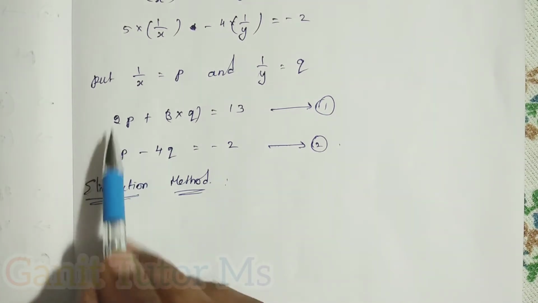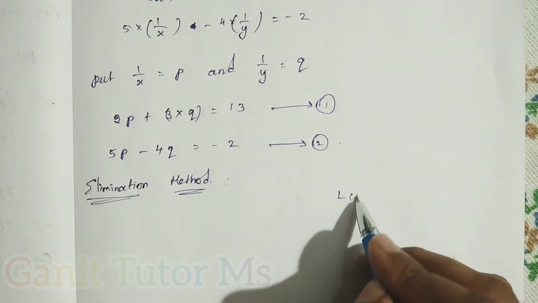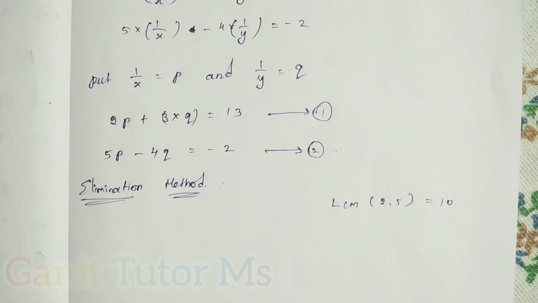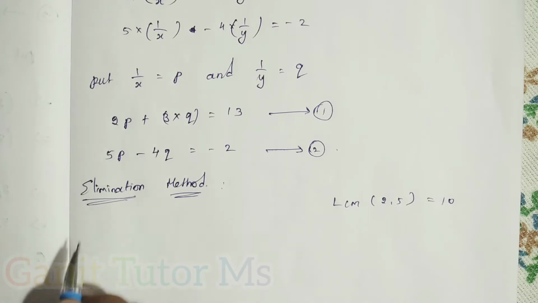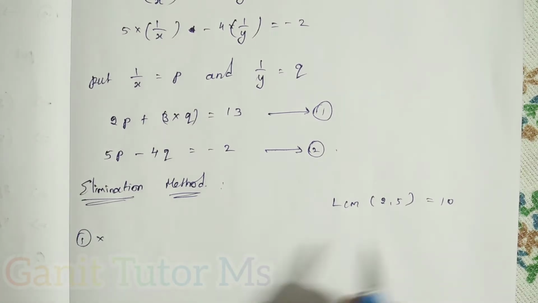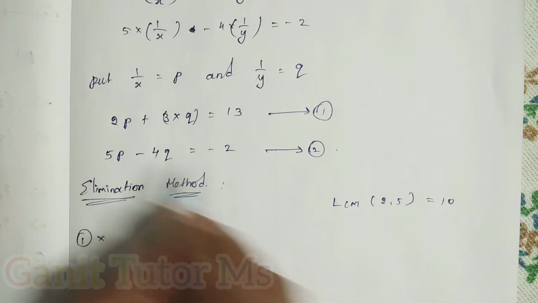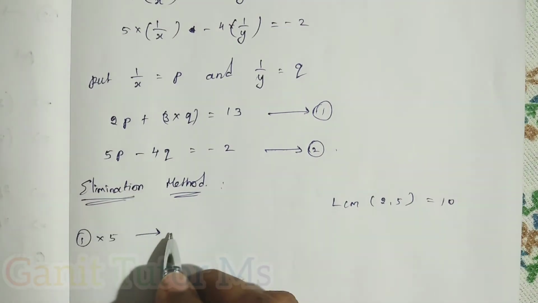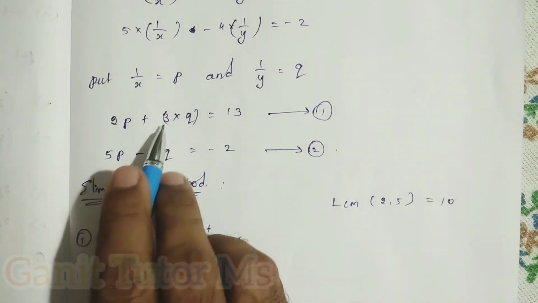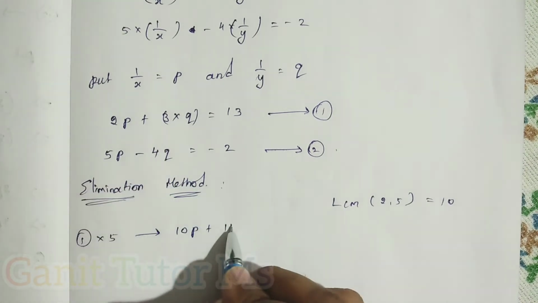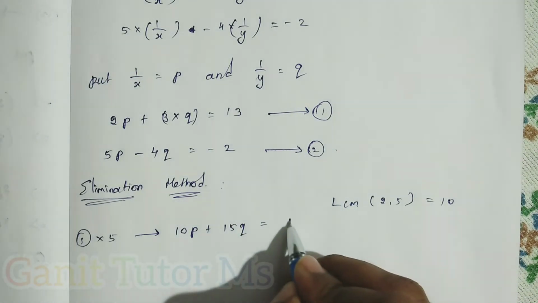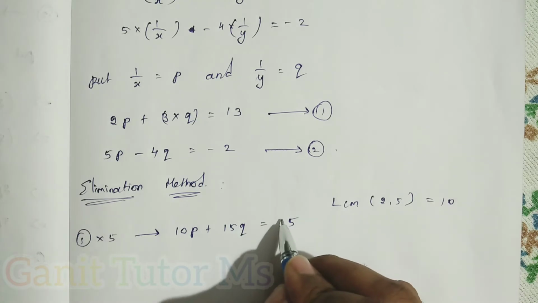Now it is 2 and here 5. So the LCM of 2 and 5 is 10. So I want to make the p coefficient 10 in both equations. For the first equation, I want to make this 2 a 10, so I can multiply by 5. The whole equation is multiplied by 5. So 2 5s are 10p plus 3 5s are 15q equal to 13 also multiplied by 5. So 3 5s are 15, and 13 times 5 is 65.